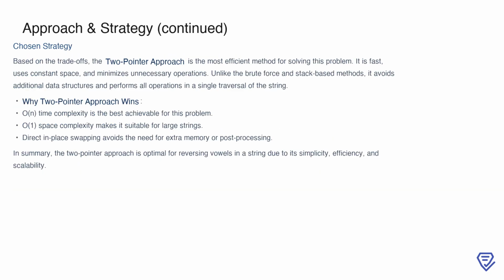Given these considerations, the two-pointer approach stands out as the most efficient strategy for solving this problem. It achieves optimal time complexity of O(n) and space complexity of O(1), ensuring it can handle even very large strings with ease. Unlike the brute force method or the stack-based approach, it avoids additional data structures and performs all operations in a single traversal. This makes it not only fast but also resource efficient. By directly swapping vowels in place, it eliminates unnecessary overhead and simplifies the implementation. In summary, the two-pointer approach is the clear winner, offering a balance of simplicity, efficiency, and scalability, making it the ideal choice for reversing vowels in a string.